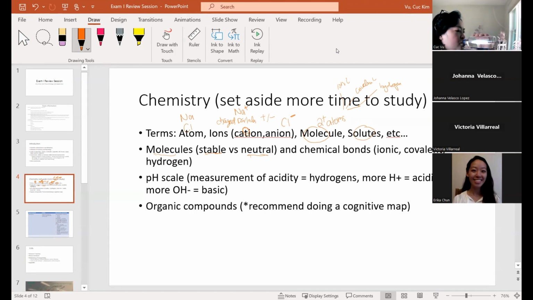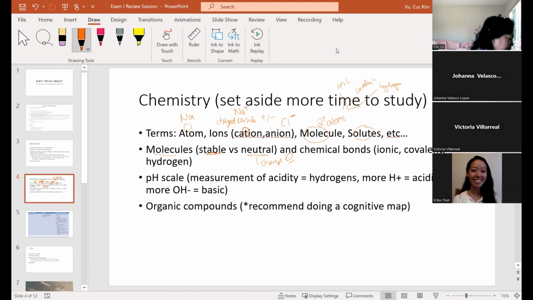Neutral means it has the same protons and electrons. That's right. So neutral means it's neutral in charge. It has a zero balance. It's not positive nor negative.